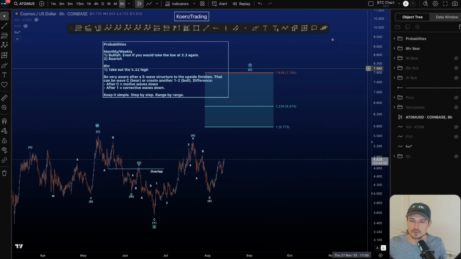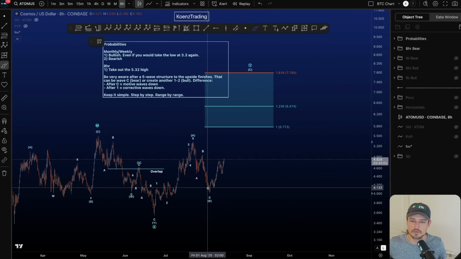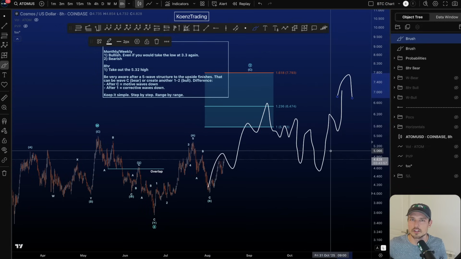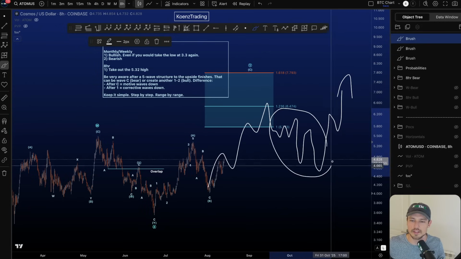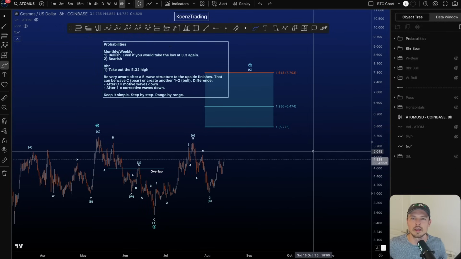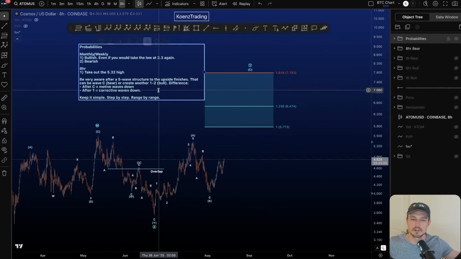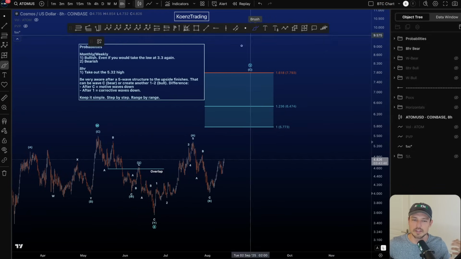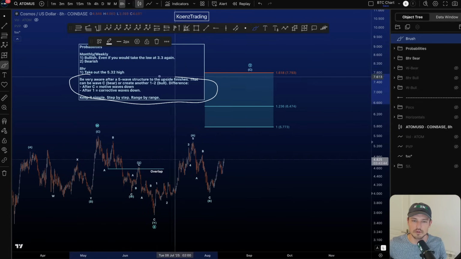The bulls want to see a 5-wave structure to the upside followed by a corrective retracement and eventually see continuation to the upside. The bulls want a 3-wave structure to the downside. The bears want a 5-wave structure to the downside, right? Keep it simple, step by step, range by range, but this is something you have to keep in mind, which is what I write over here.